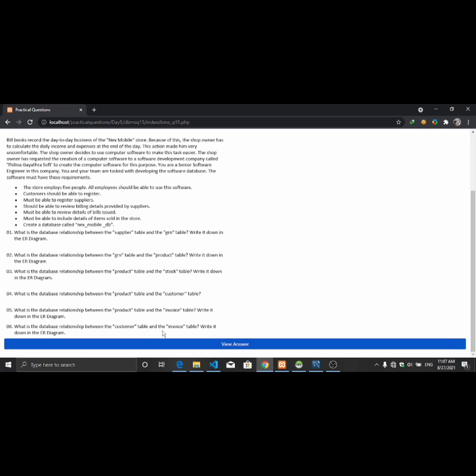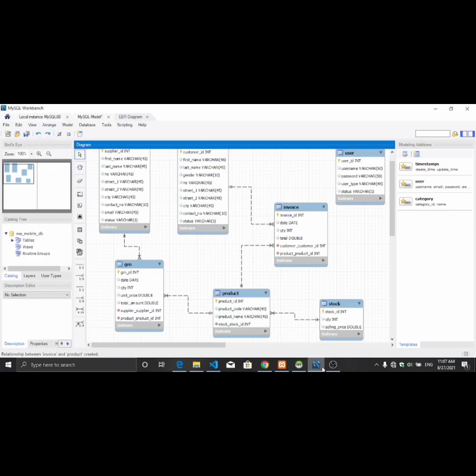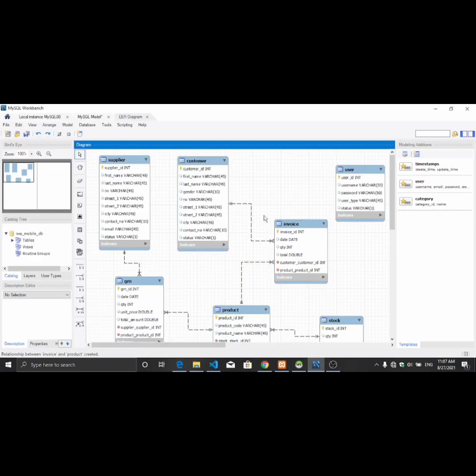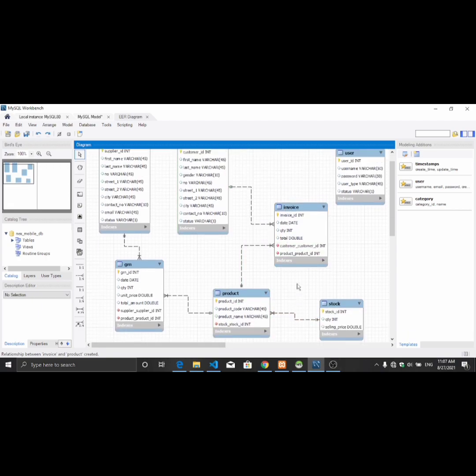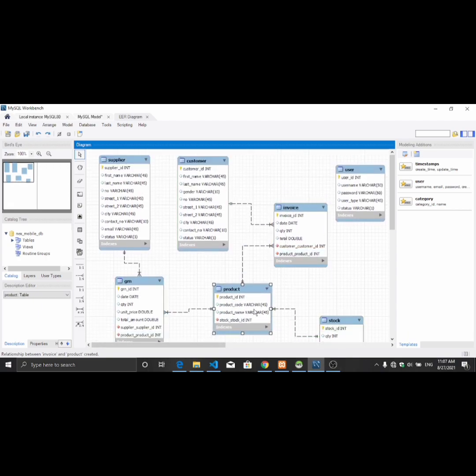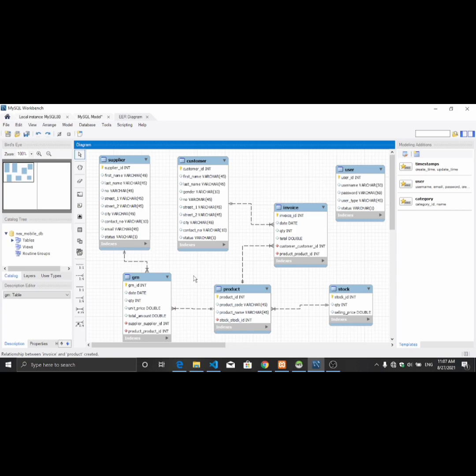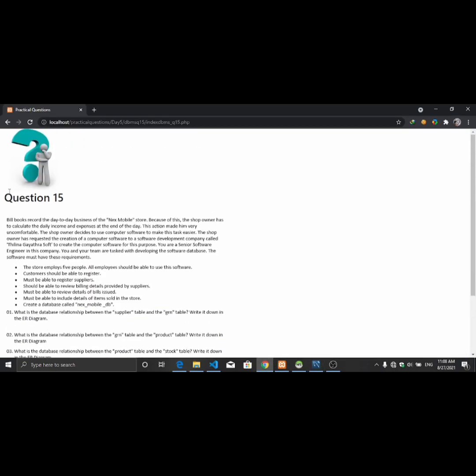What is the database relationship between the customer table and the invoice table? Write it down in the ER diagram. Between the customer and invoice table, one customer can have many invoices, but one invoice can have only one customer, so it's also a one-to-many relationship. We discussed this in a previous question. So these are the relationships between these tables, and this is the answer to question number 15.